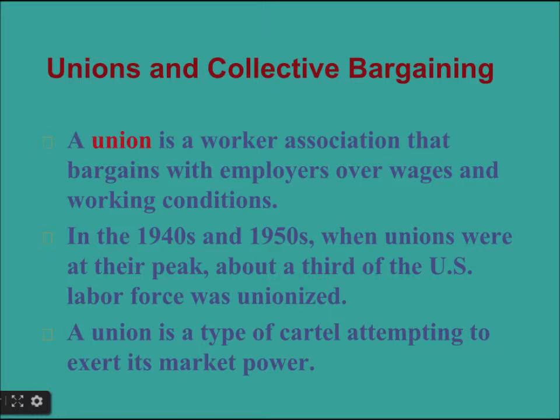Unions and collective bargaining. A union is a worker association that bargains with employers over wages and working conditions. In the 1940s and 1950s, when unions were at their peak, about a third of the US labor force was unionized. A union is a type of cartel attempting to exert its market power.